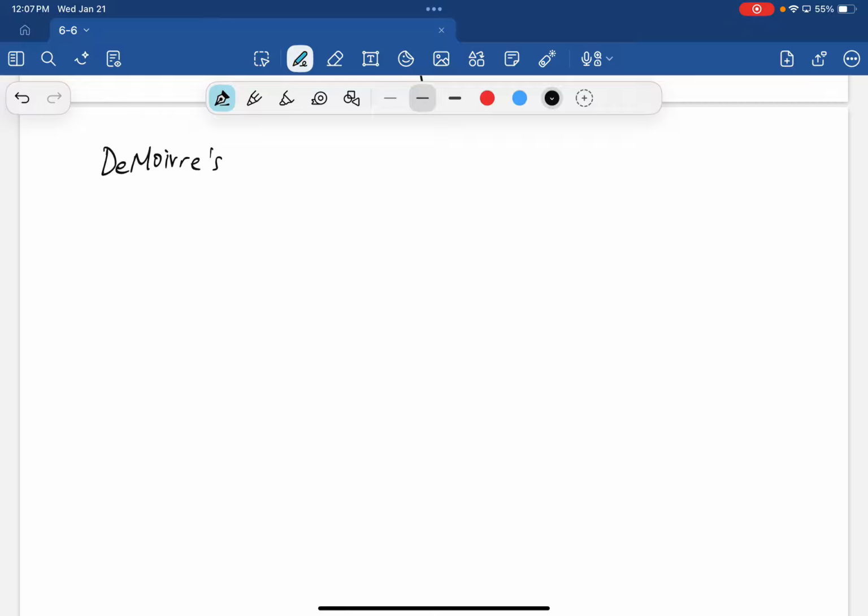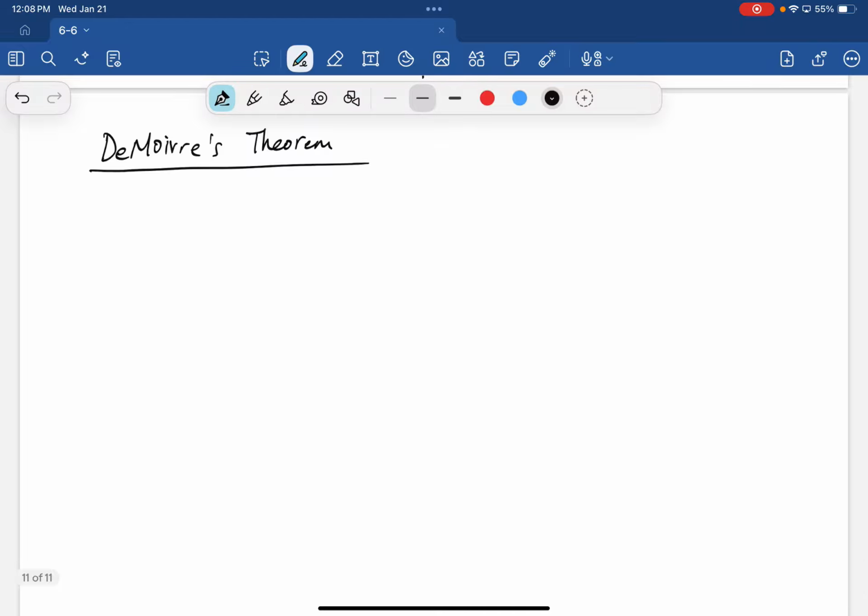Okay, let's talk about DeMoivre's theorem. DeMoivre's theorem is actually just a special case of Euler's formula. And it tells us that cosine theta plus i sine theta, when we raise it to a power of n, is just going to equal cosine of n theta plus i sine n theta. So it's kind of like the exponent actually distributes to the angle. Also a pretty formula.